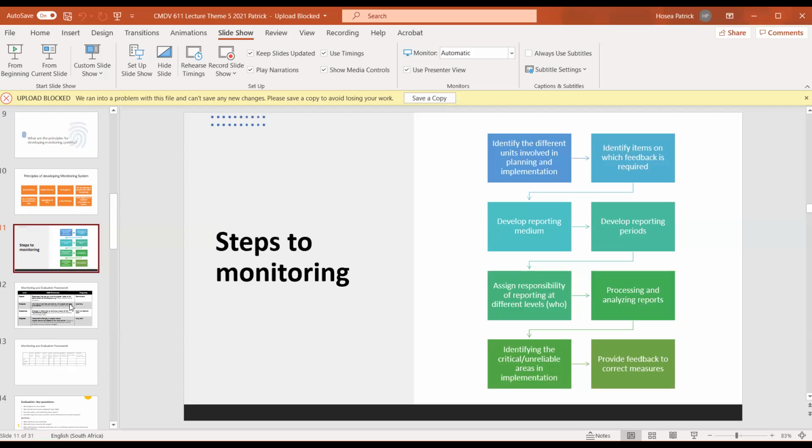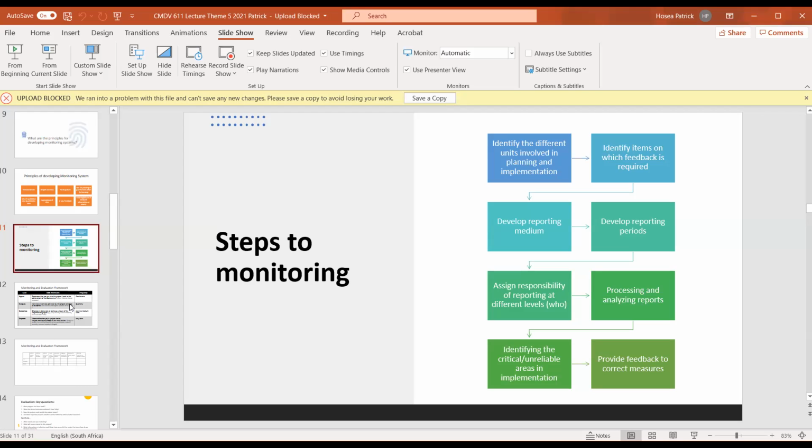Now that the data is available, somebody has reported on the data. How do we process that data? How do we analyze what we have at the end of the day? And then identifying the critical and the unreliable areas in implementation. Once the report comes back, we can decide, okay, which are the critical areas? Where do we need to concentrate, right? And where do we need to put more energy?